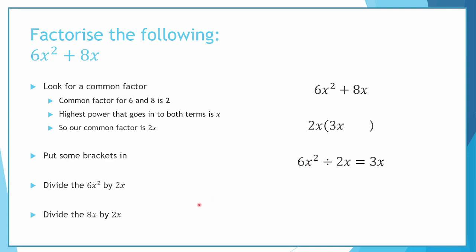And then 8x divided by 2x to give us 4. And that fills in the second part of our bracket. So this is the answer to this question here. So this is the factorised version of this equation.